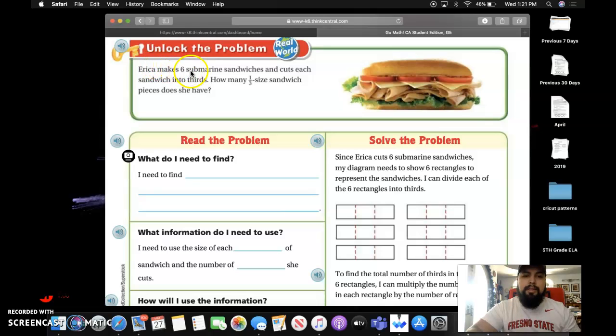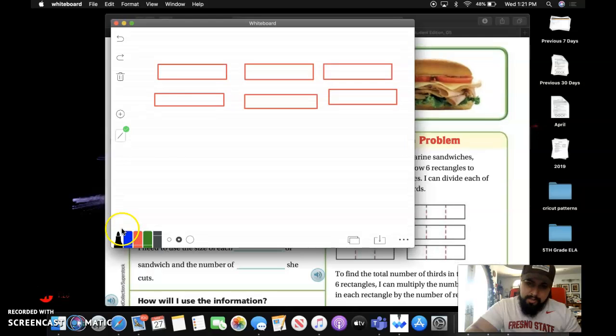Erica makes 6 sub sandwiches and cuts each sandwich into thirds. Okay, so there's a sandwich. She makes 6 of them. How many 1/3 size sandwich pieces does she have? Okay, so I'm a little more prepared this time.